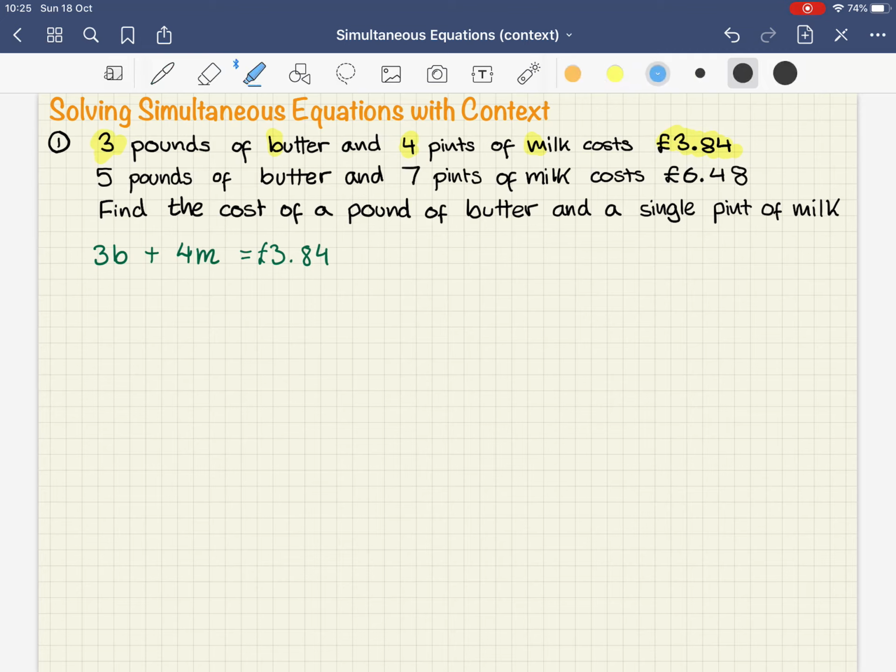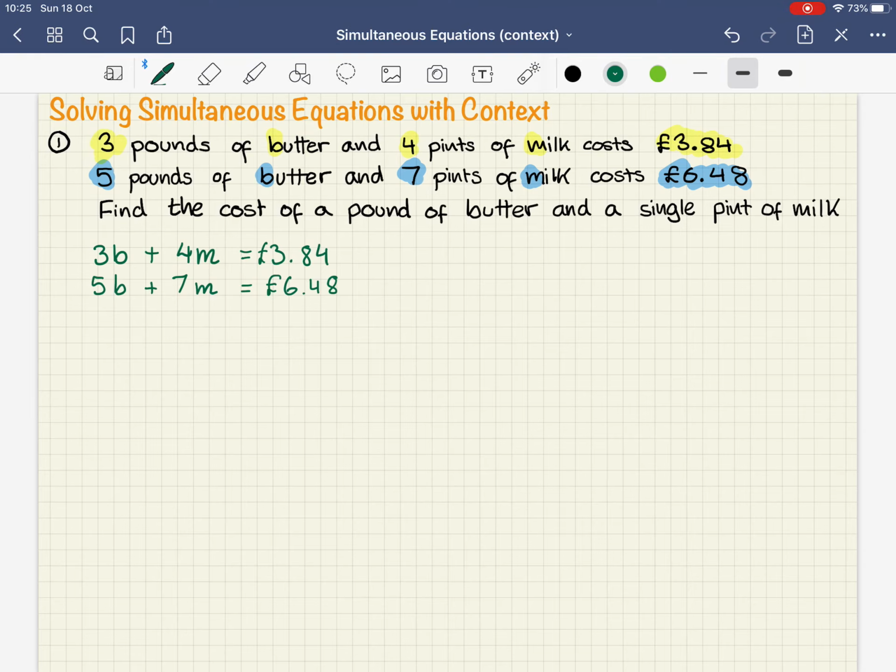Same idea on the next line. I've got £5 of butter and 7 pints of milk, which gives me this cost of £6.48. So I've got that 5B for my £5 of butter, 7M for my milk, and that equals £6.48. So that's my first two equations set up, and typically that in an exam would often be the part A, where part A normally asks you to form two equations representing this information. Then part B is then typically find the cost of a pound of butter and a single pint of milk.